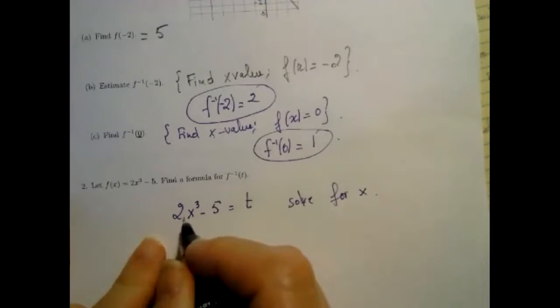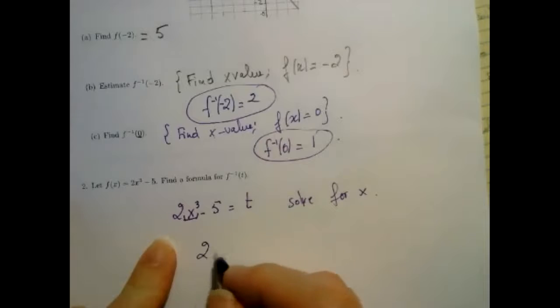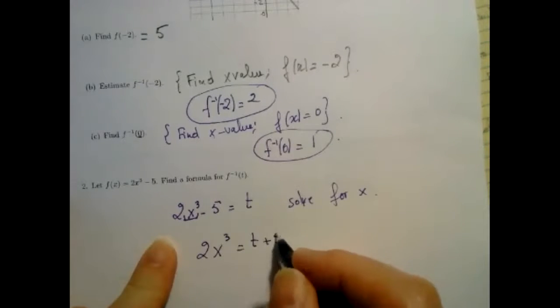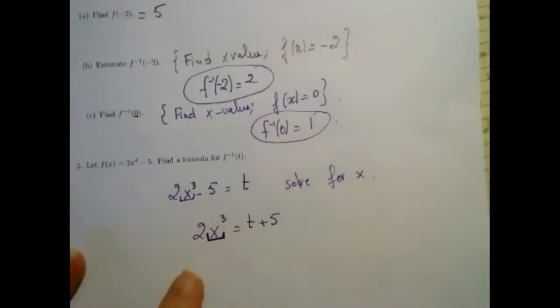So the idea is we need to first isolate x. So our first step would be adding the 5. Then we have to divide by 2 because I'm isolating the x. So I divide by 2.